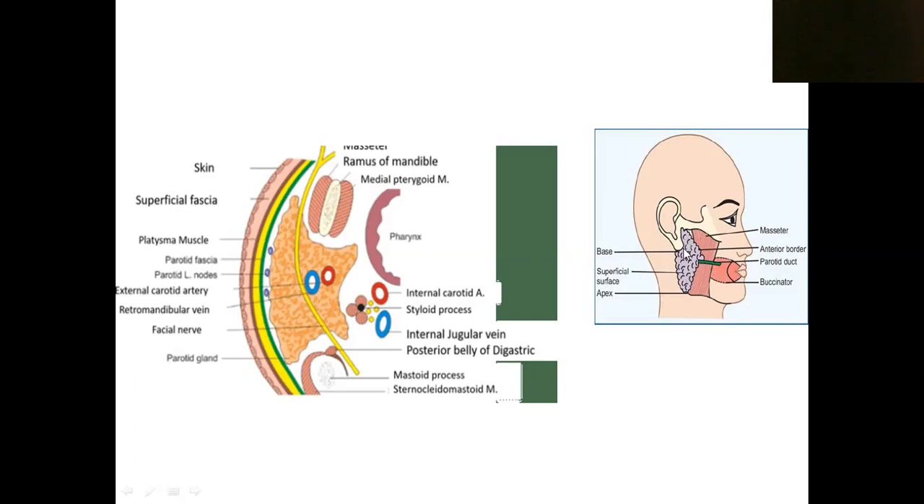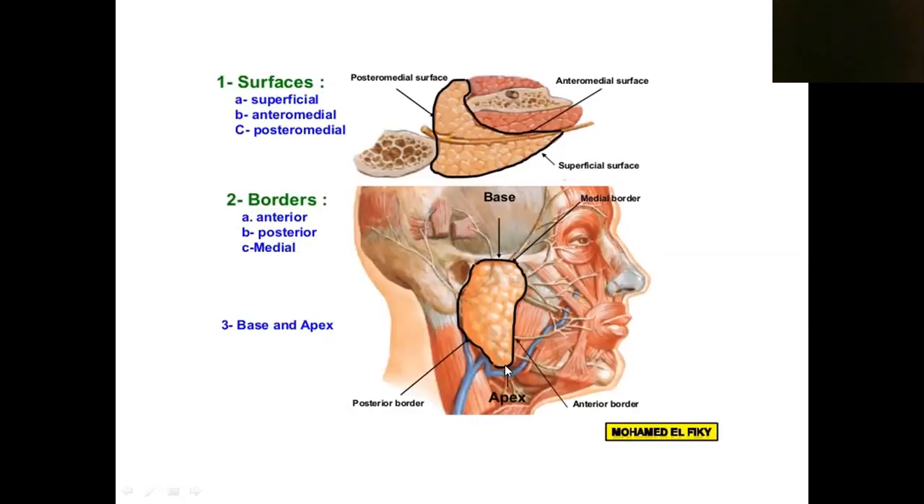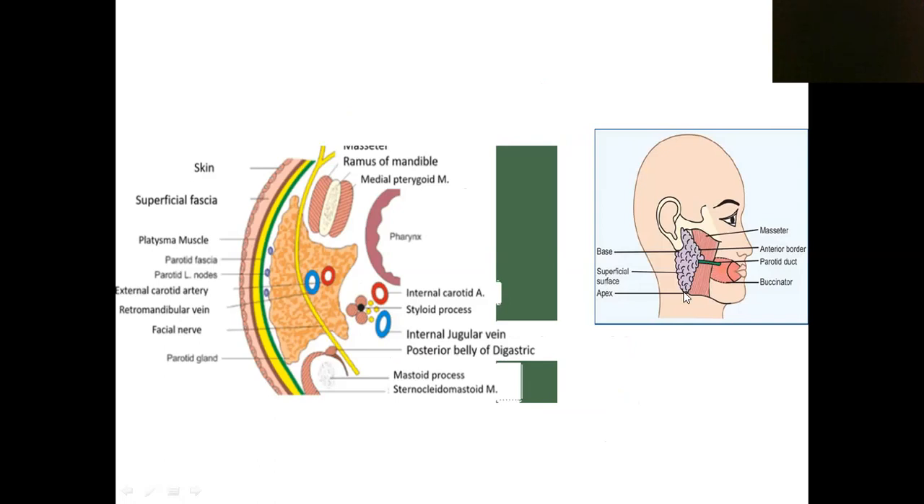This is the superficial surface here. Then this is the anteromedial surface, then the posteromedial surface. This posteromedial surface has two grooves. See, one is this, the other one is this. We'll discuss those features later. So now you have to identify the surfaces and borders clearly. Three surfaces: superficial, anteromedial, posteromedial. Three borders: anterior, posterior, medial. Then one base and one apex. Here in this image, here comes the base, and this is the apex.